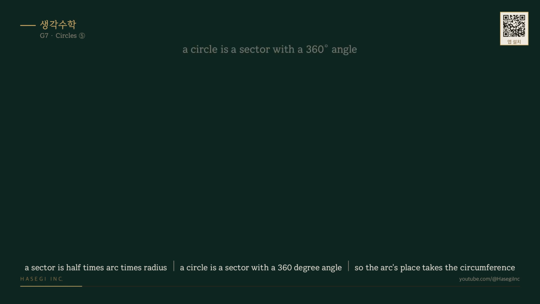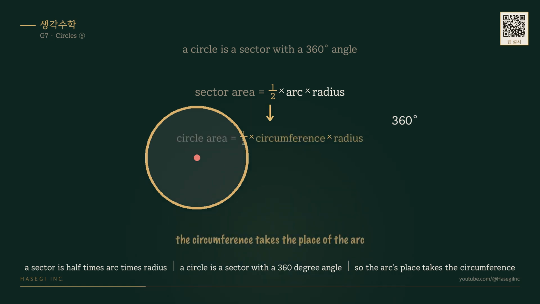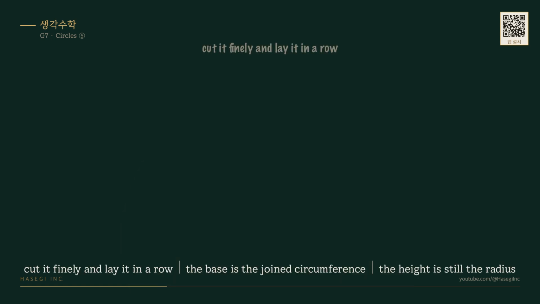Last time we found a sector's area is a half, times its arc, times its radius. And a circle is simply a sector whose central angle is 360 degrees. So the formula applies as it stands. Only one thing changes. What goes into the arc's place? At 360 degrees, the arc is the circumference. The picture makes it clearer.